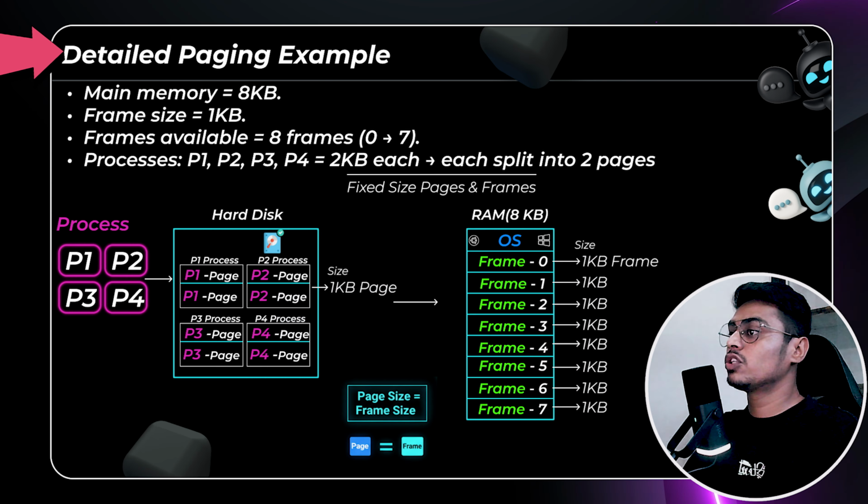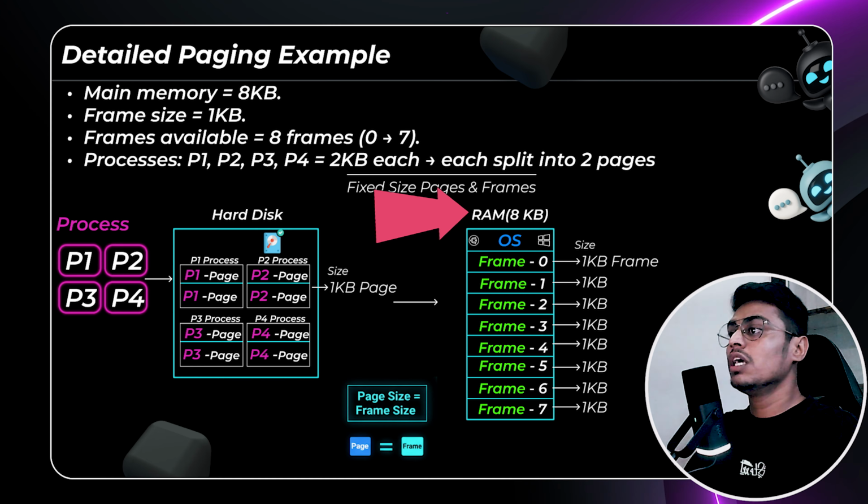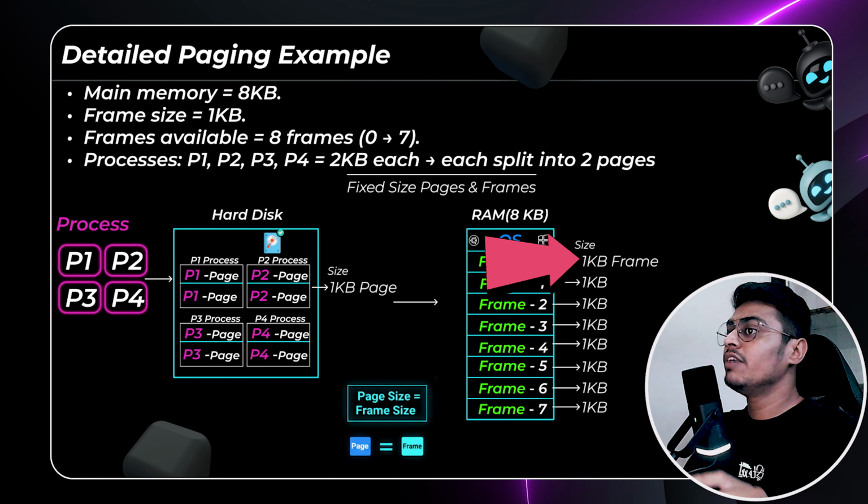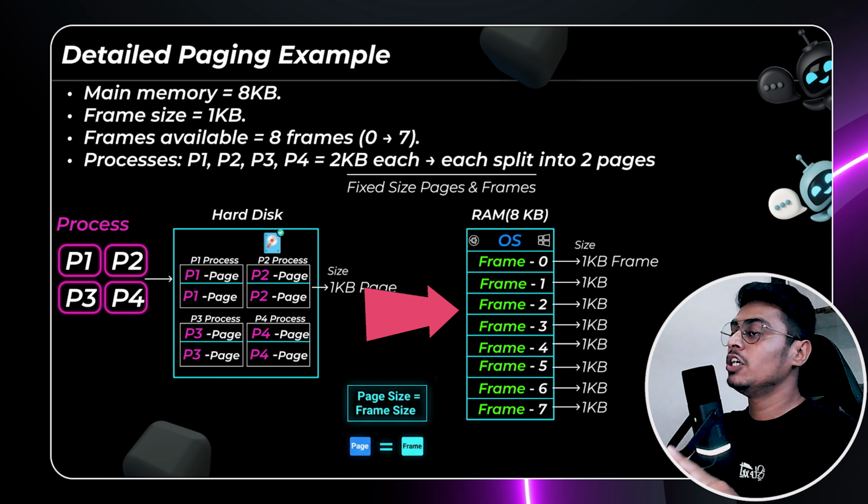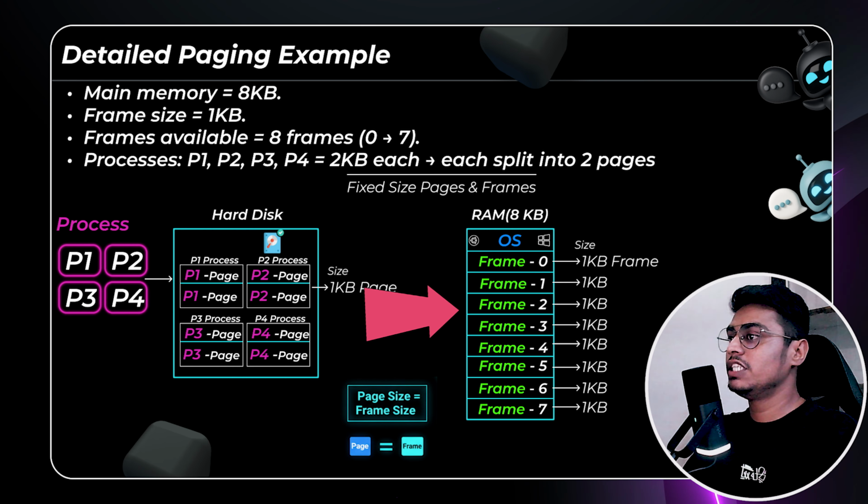Now let's work through a comprehensive example to understand how paging works in practice. Suppose we have a main memory of 8 KB and we decide to set our frame size to 1 KB. This means our main memory will be divided into 8 frames, which we can number 0 to 7. So we have frames 0, 1, 2, 3, 4, 5, 6 and 7. Each frame can hold exactly 1 KB of data.